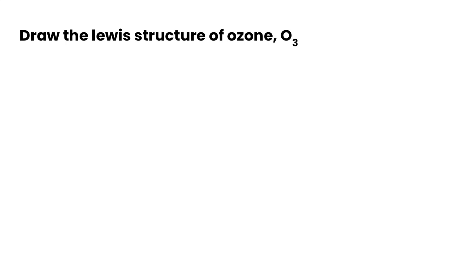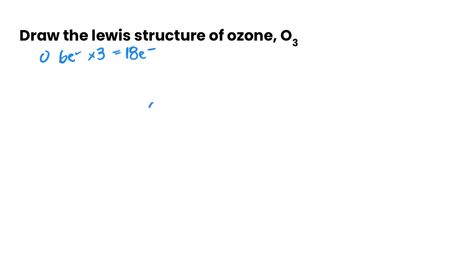In this video, we're going to take a look at resonance structures and a concept called delocalization. So let's start out with an example, and we're going to draw the Lewis structure of ozone. So remember, each oxygen has 6 valence electrons, and we've got 3 of them. So we should have 18 electrons total in our Lewis structure.